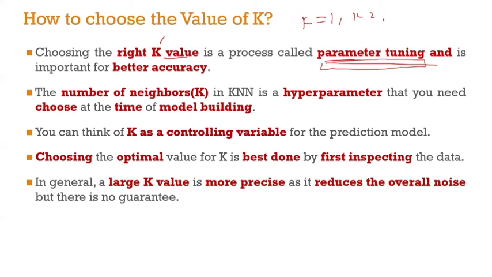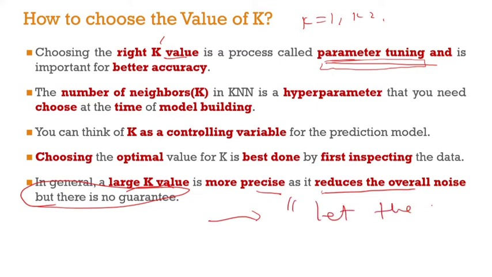A lot of suggestions were given by people. For example, people believe that a large K value is more precise as it reduces the overall noise, but there is no guarantee. This is why some people say the best value of K is between this and this. But my own position has always been, since you have a training set, let the data speak.